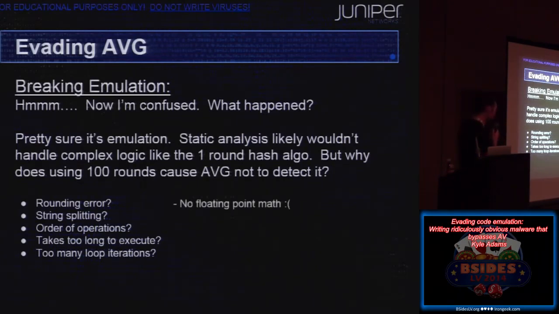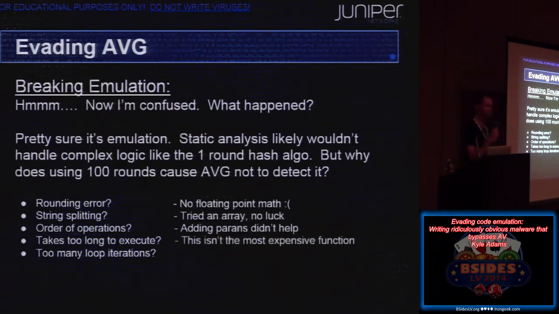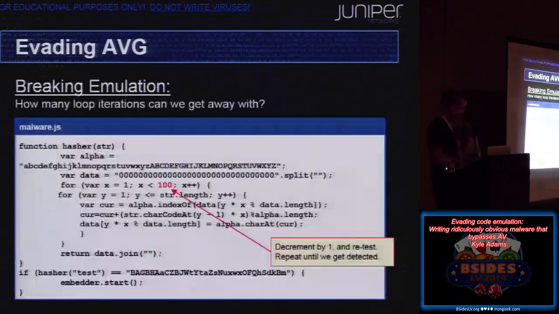Well, rounding error, there's no floating point math, so that's unlikely. String splitting, I also tried an array instead of using a string of zeros. It didn't have any impact. I added the parentheses around the math. That didn't change anything. And I know this isn't the most expensive function that they have to call, and they somehow got to the malicious bits of this thing, so that's probably not the case either. But loop iteration sounds promising, so let's go explore that a little bit.